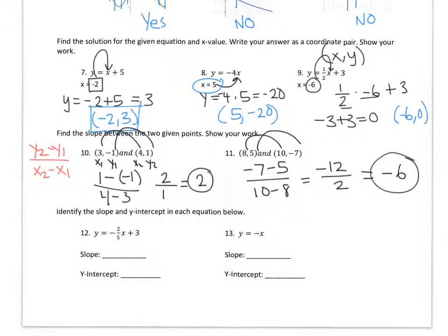And then next part, identify the slope and the y-intercept in each equation. So the slope is the number that's in front of x, so it's -2/5, and the y-intercept is 3. This one, the slope is -1, and the y-intercept is 0.